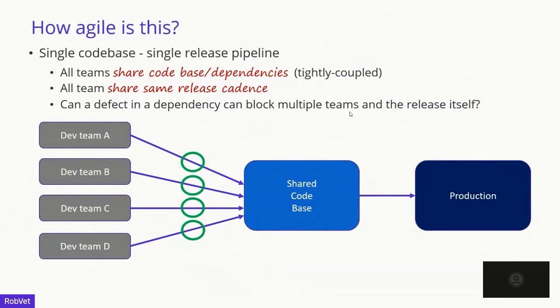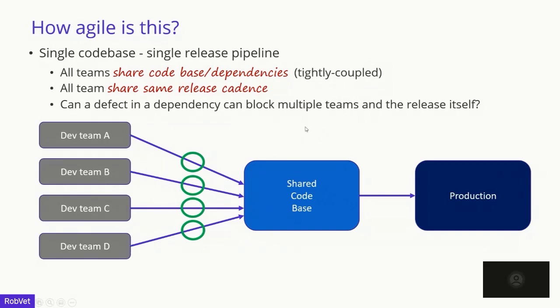So my question for you, look at this here. How agile do you think this is? I've got a single code base, a single release pipeline. I've got 4 development teams. So maybe development team A, they're the product catalog team. Maybe team B is the inventory. Team C might be the shopping basket. Team D may be the customer information. They're all sharing the same code base, right?